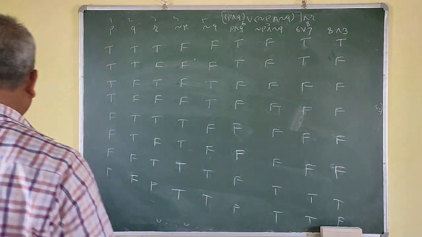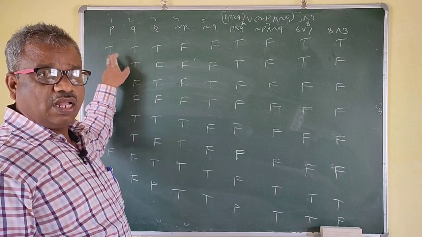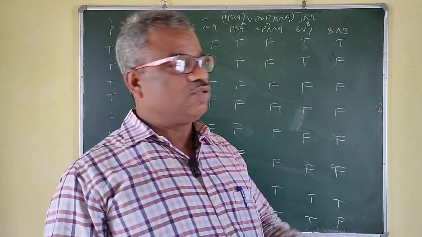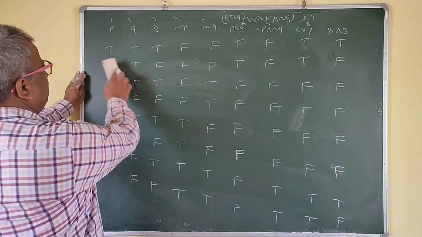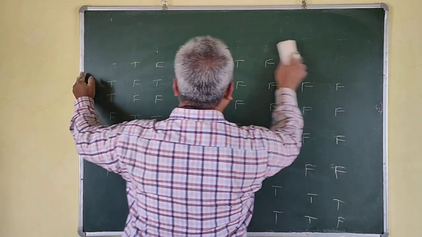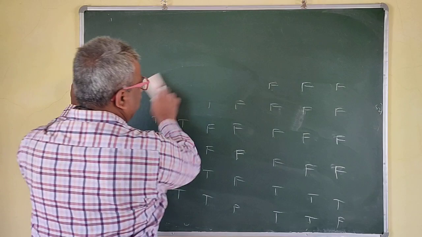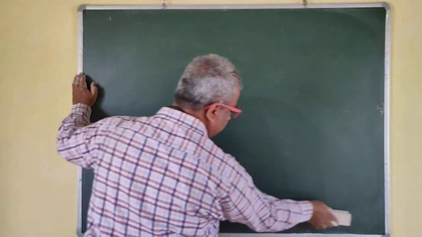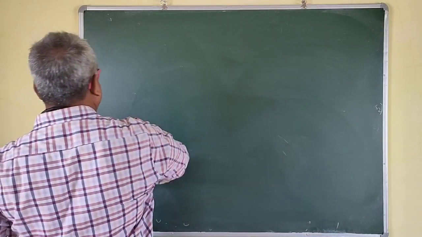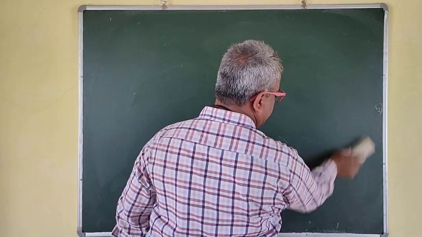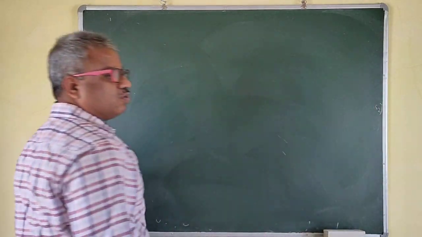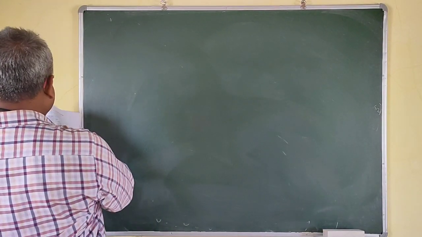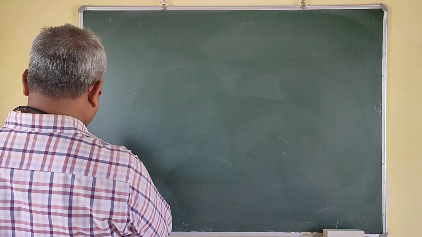Now this is correct. You may write T as 1 and F as 0. In the next table we'll write T as 1 and F as 0, so that it will be very easy. It is better to write this for switching and circuits, 1 0 0 1. We'll write in the next. Okay, now same question.